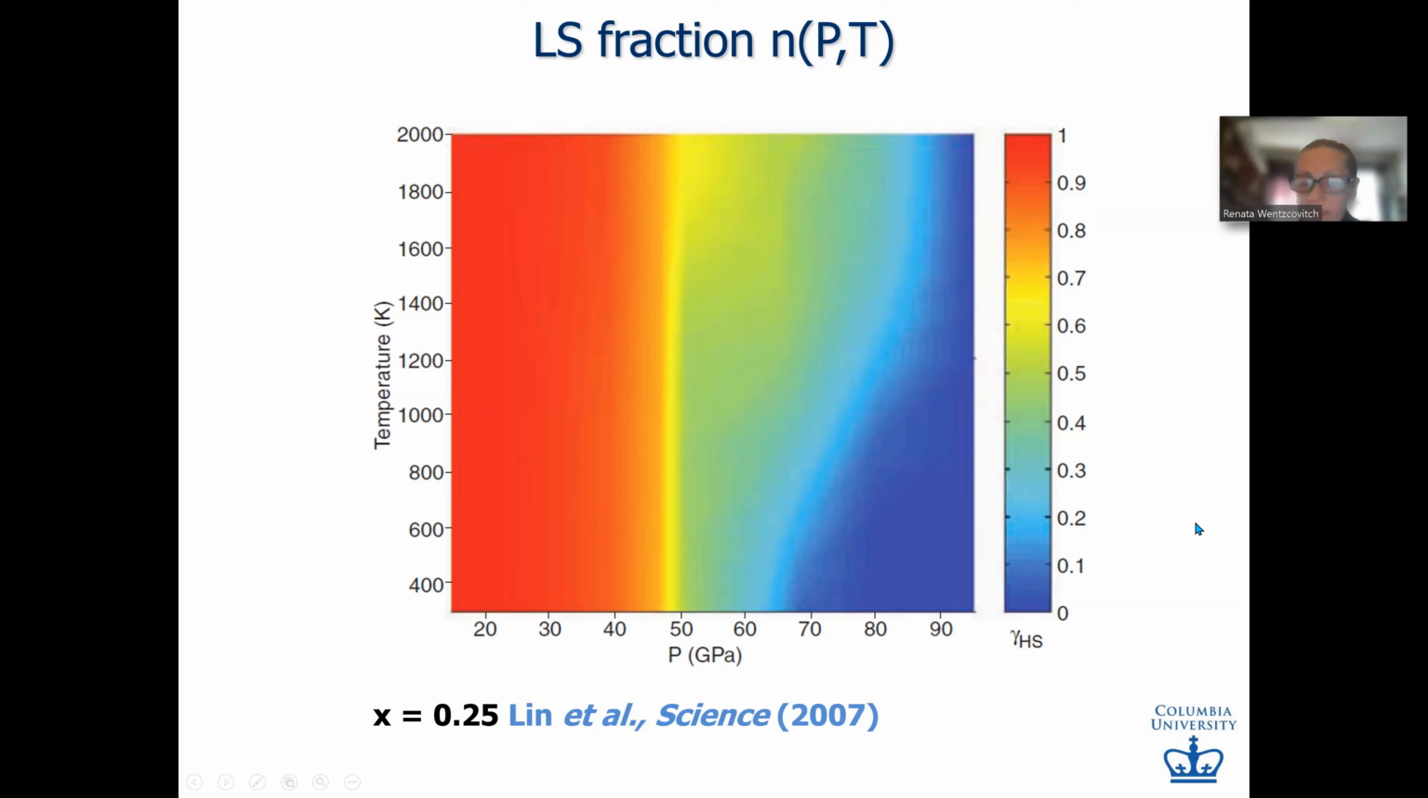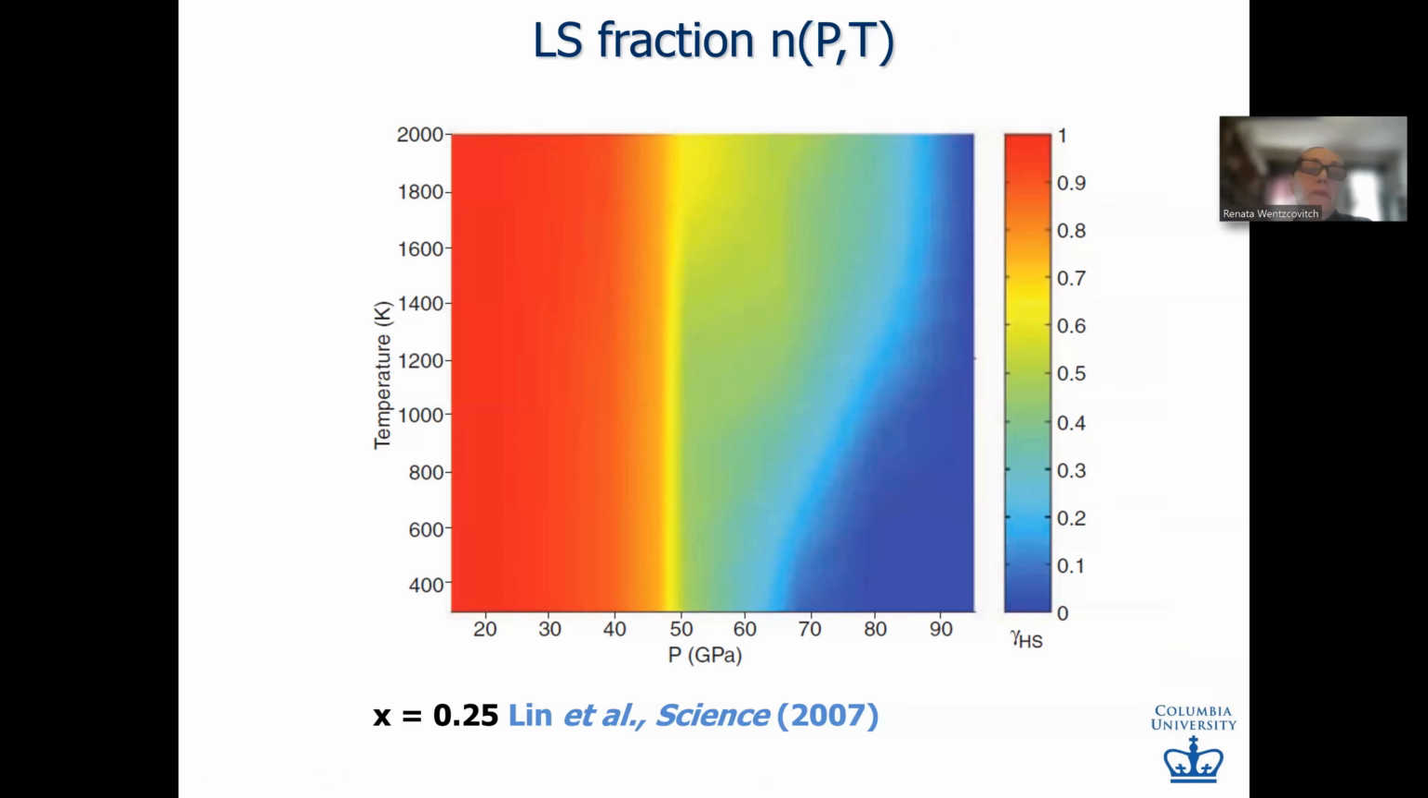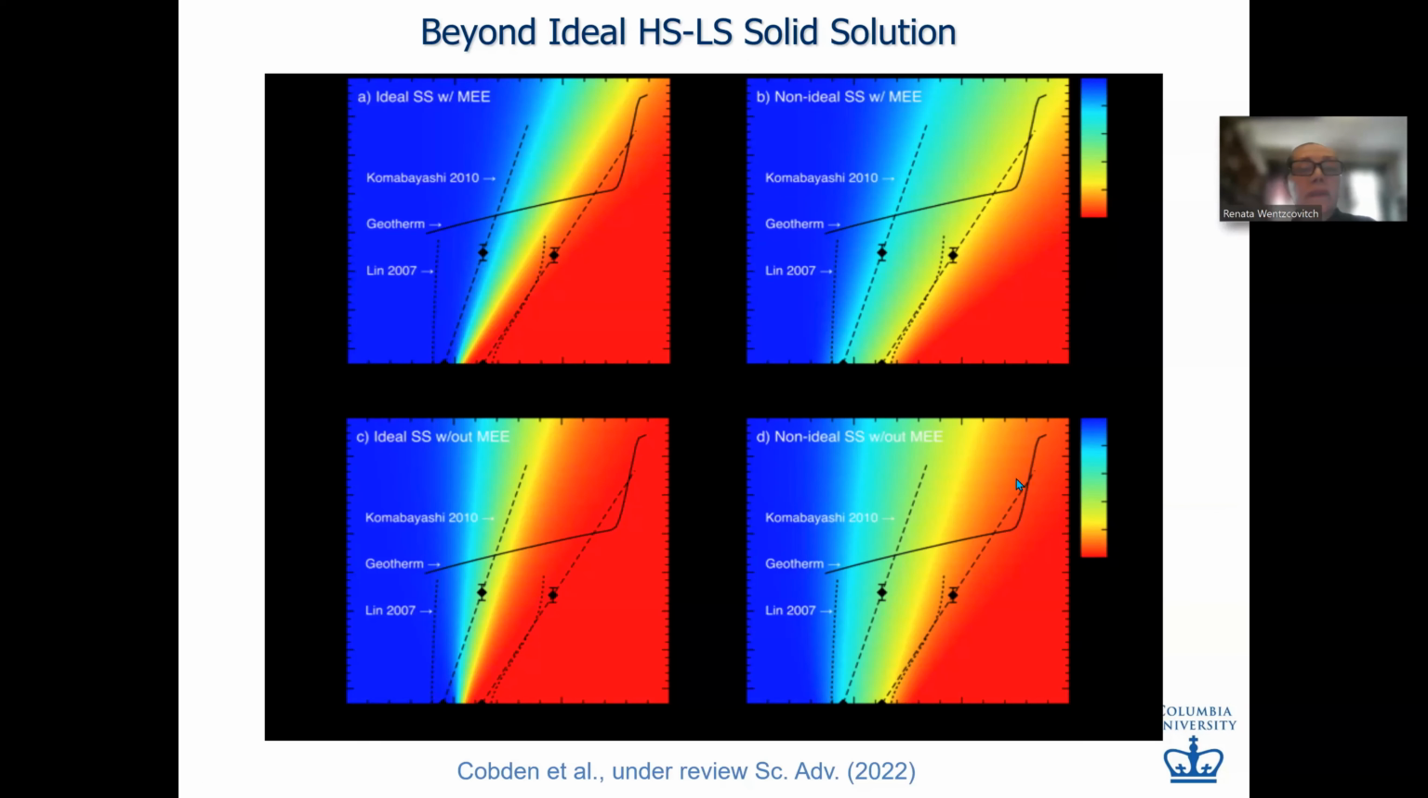I think I understand what's going on here. It has a lot to do with the concentration, 25% iron, and I'm going to show you some new calculations I have done that address this. For example, we had several approximations in our thermodynamic model, but this is a big one.